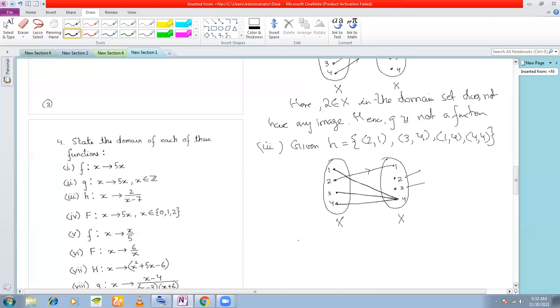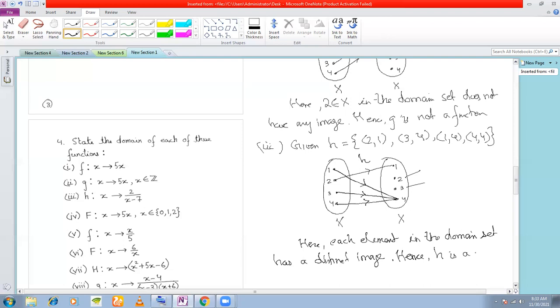So here each element in X, each element in the domain set, has a distinct image. Hence, let me give the arrows here, and this is H. Hence H is a function. Okay.